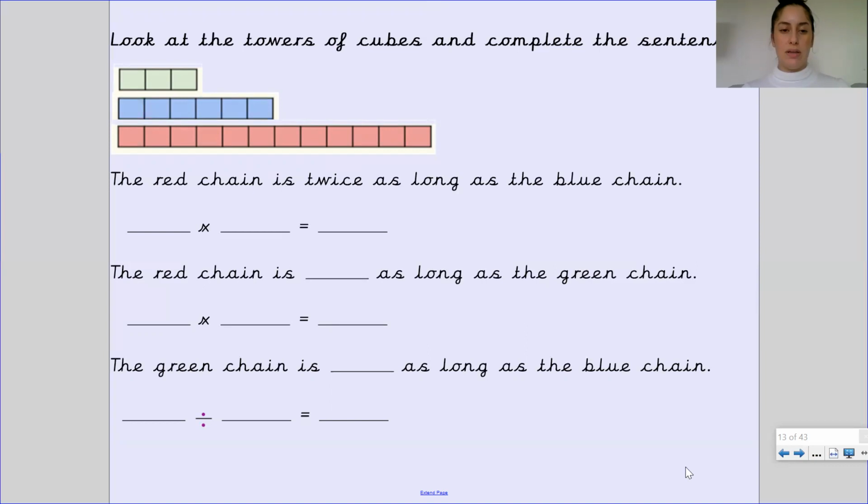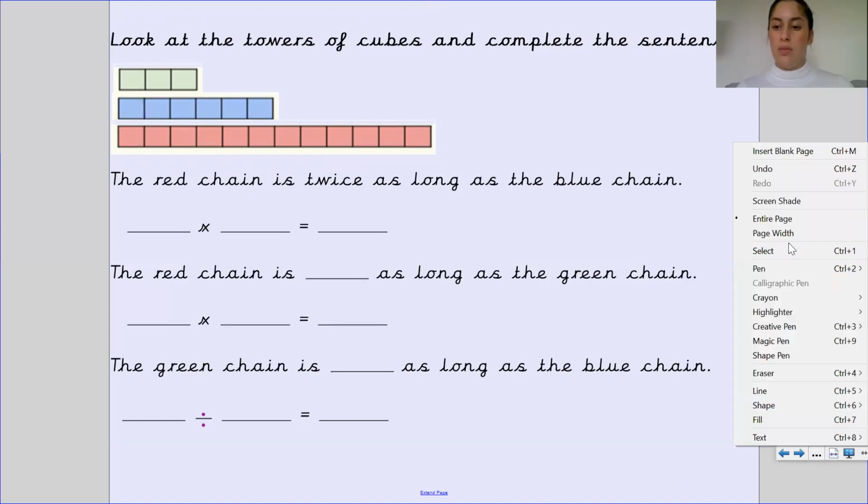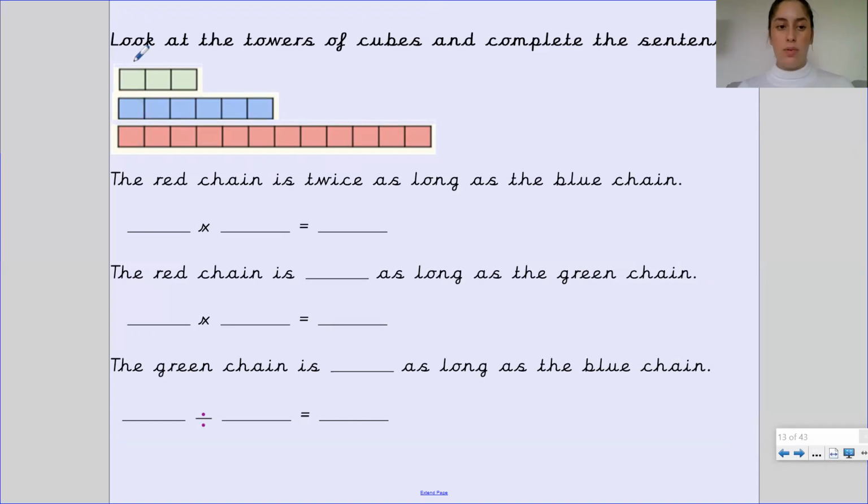How could I represent this using a number sentence? Well, let's see how many parts there are to the blue chain. 1, 2, 3, 4, 5, 6. So I know that the blue chain represents 6, and I know that the red chain is twice as long as the blue chain. So 6 times 2 equals 12. Or you can count how many the red chain has.